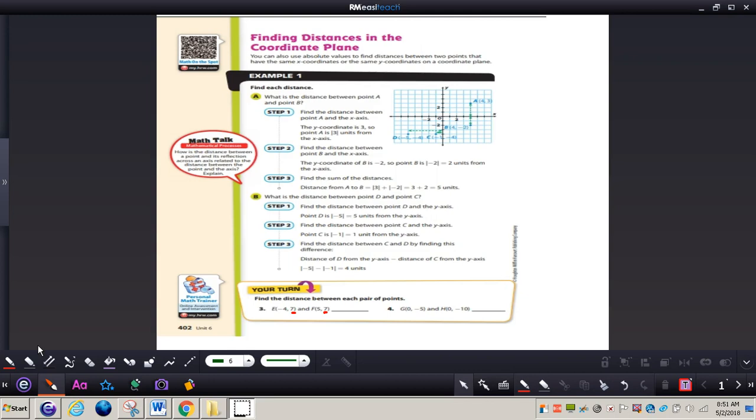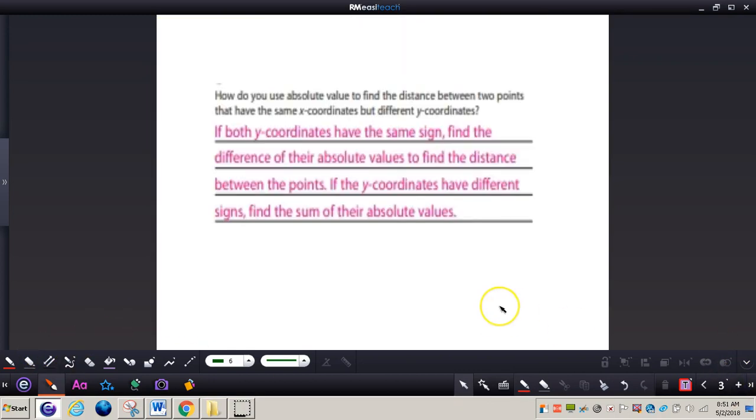Now, the essential question you could even see on page 401 is, how can you use absolute value to find the distance between 2 points with the same x or y coordinates? Now let's take a look at the answer for this. The one that I have right up here is the same x coordinate, but it really can be for the same y coordinate as well. So if both y coordinates have the same sign, find the difference of their absolute values to find the distance between the points.